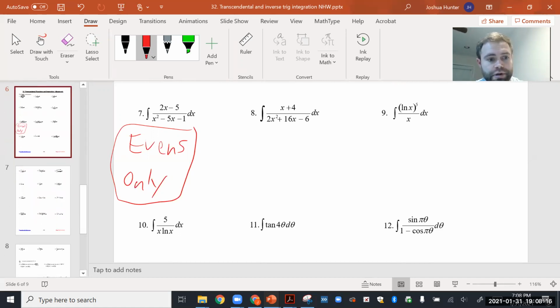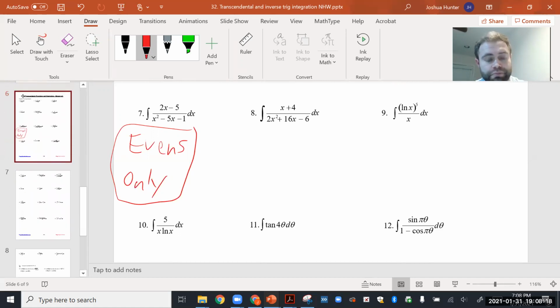It would be the 4th page in the packets. But the inverse trig page also evens only. So evens only on all of this because there's tons of problems. It's unnecessary. I mean, feel free to do the odds if you want to, but you don't need to do all of them. Evens only is what's required.